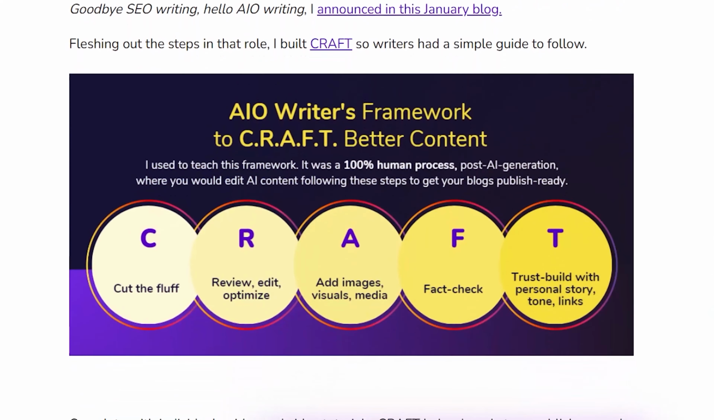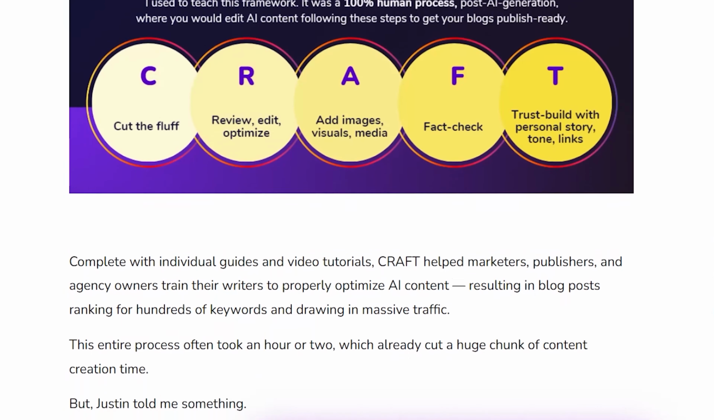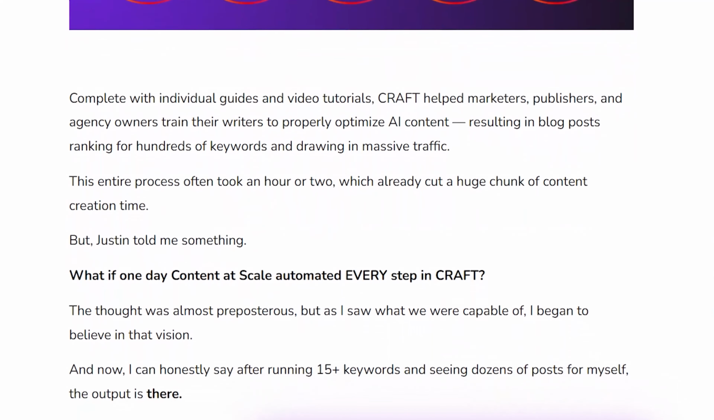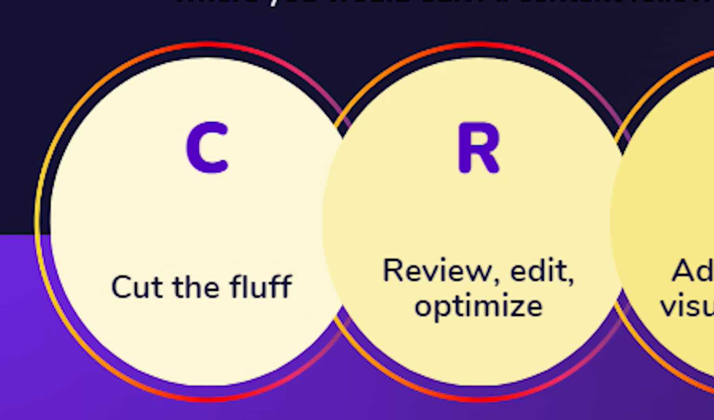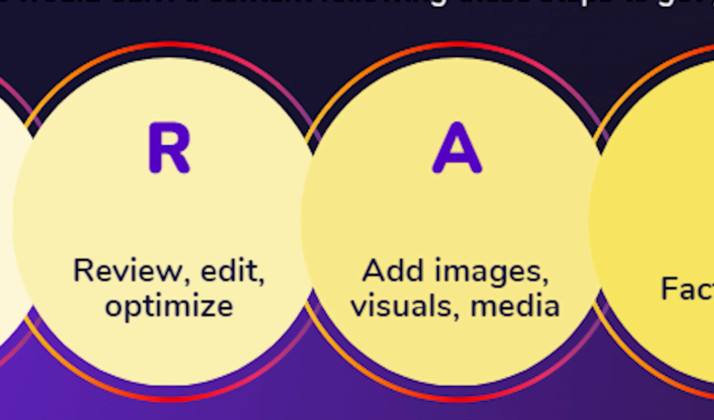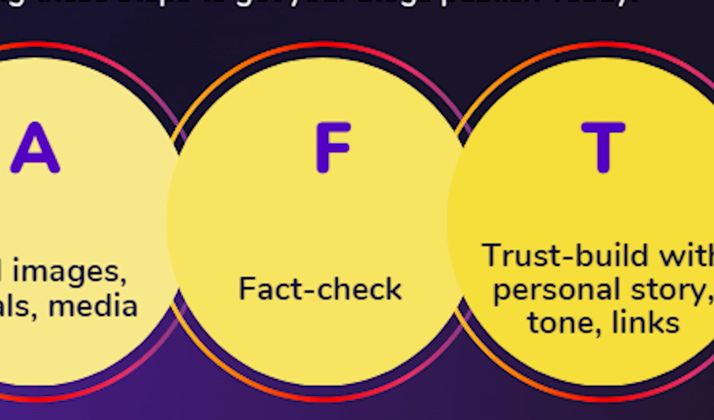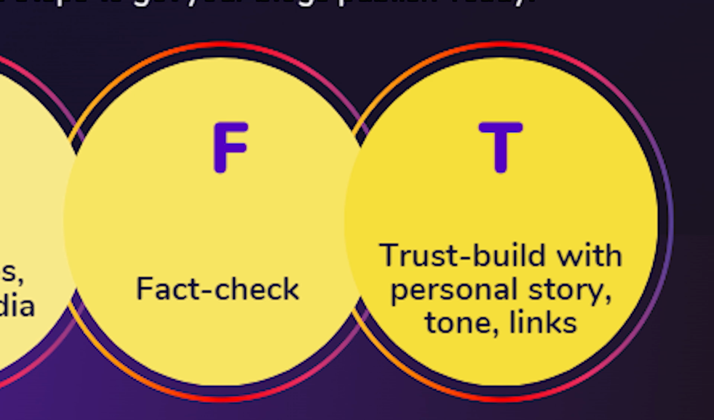What you're about to see is an extraordinary breakthrough in the AI SEO writing space. Now, if you've followed me and my work over at Content Hacker, you know that for the past year, I've been teaching a framework I call CRAFT, which is a way to show the SEO writer using AI what to do next, what to do when that content comes straight out of AI, and the steps they need to take to get it publish-ready. Those steps were: cut the fluff, review that content, optimize it, add images, visuals, media, fact check, and then trust build with personal story.